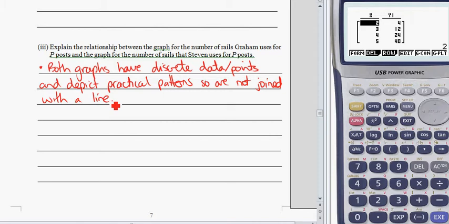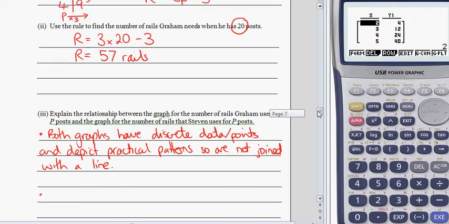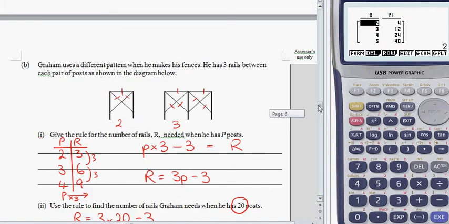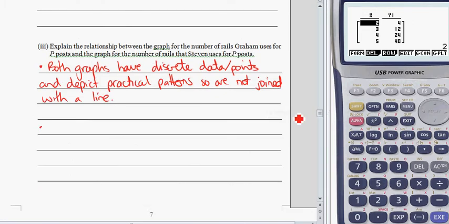We could talk about the gradient of the line. I realise that there are no lines drawn, but still implied between the 2 rules are 2 gradients. And we could just remind ourselves, this is Graham's one, so Graham was 3p minus 3. That was Graham, which means Stephen's was 4p minus 4. So we need to comment on the gradient here. Stephen's is going up in steps of 4 each time per extra post. Graham's is only 3.